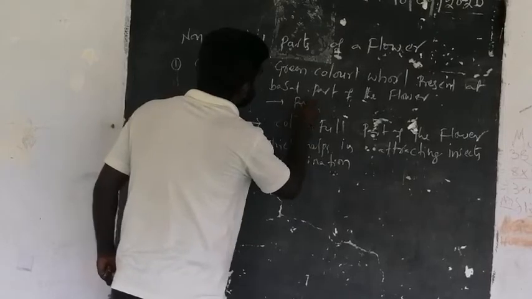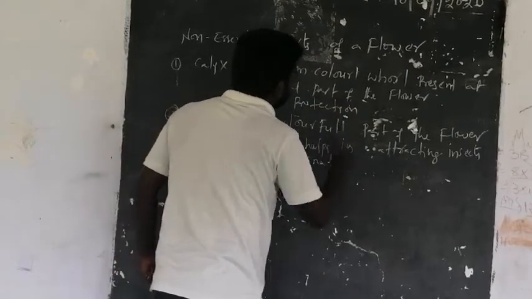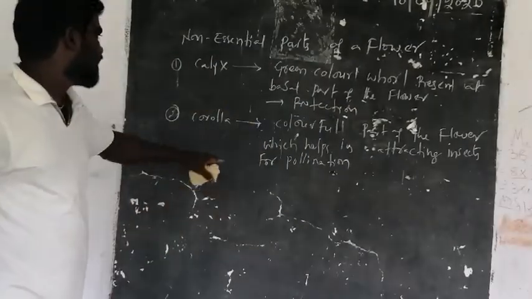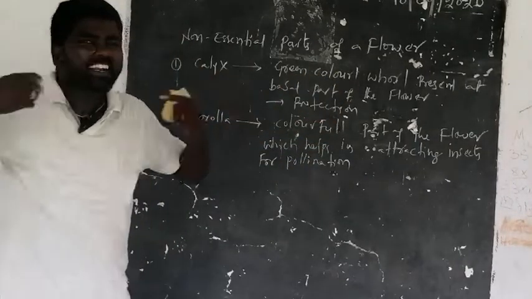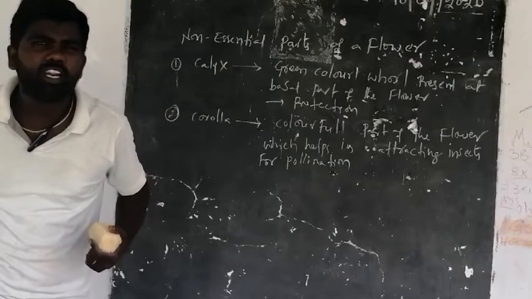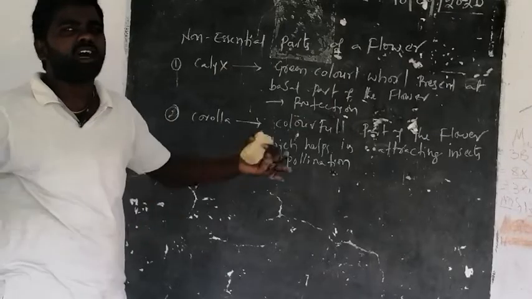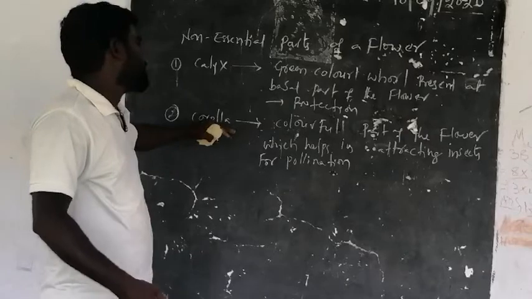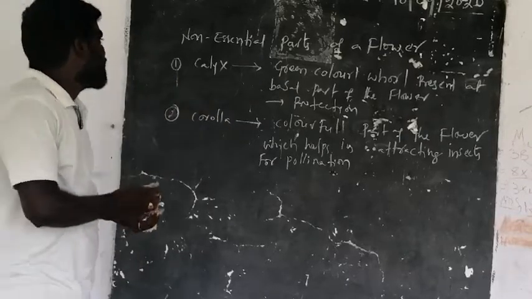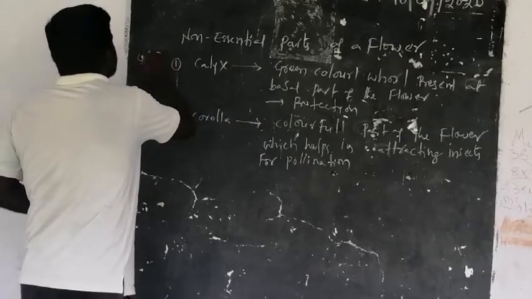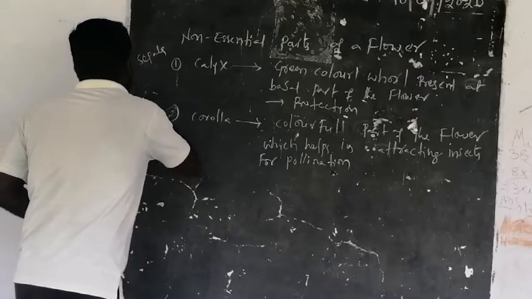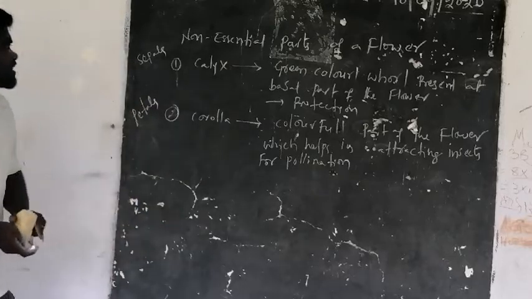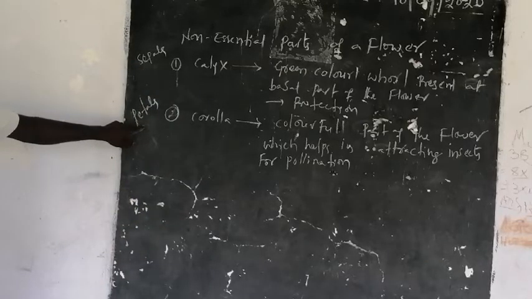The calyx protects the other floral parts, and the corolla helps in attracting the insects or pollinators for the purpose of reproduction or pollination. It attracts the insect. The calyx consists of sepals and the corolla consists of colorful petals.